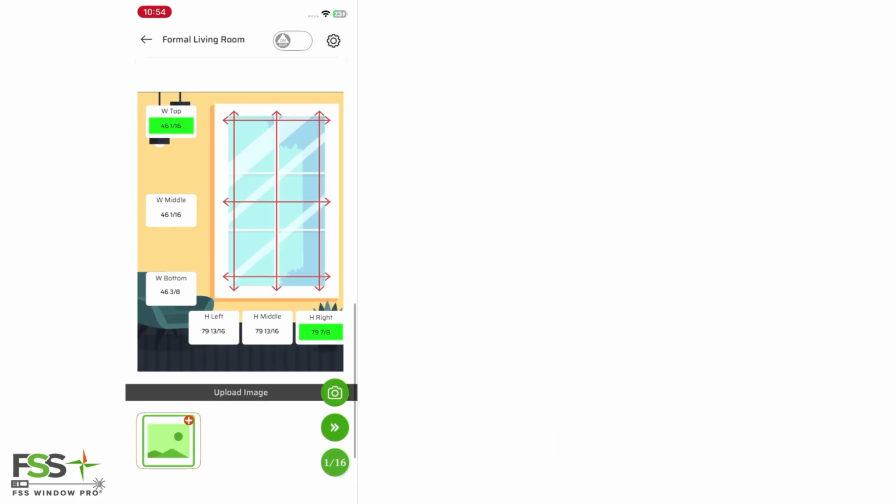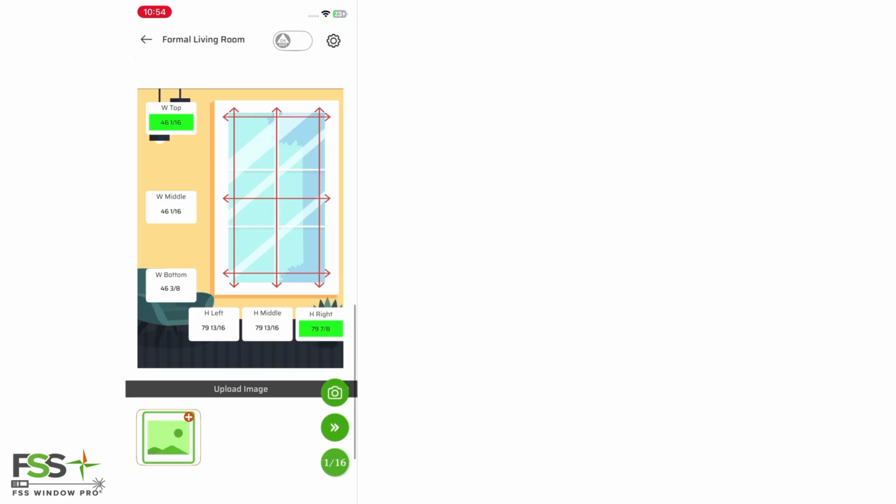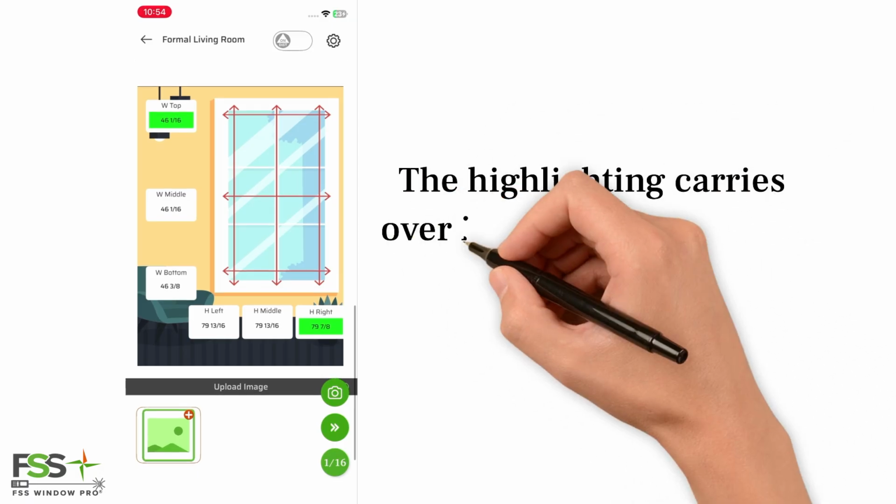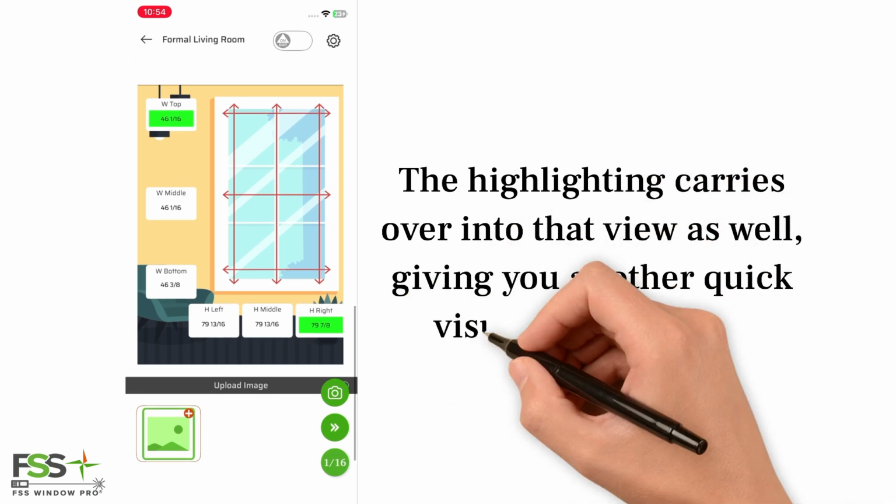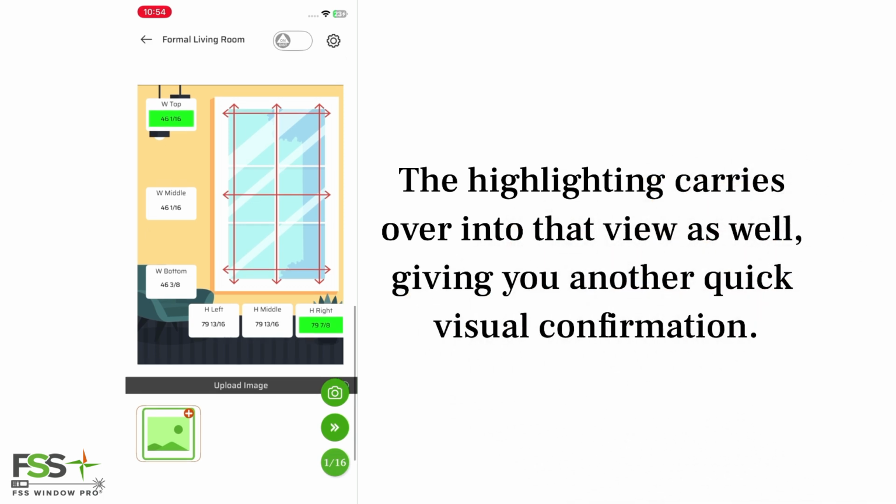You'll also notice a visual at the bottom of the screen showing a small window diagram with the 3 widths and heights. The highlighting carries over into that view as well, giving you another quick visual confirmation.